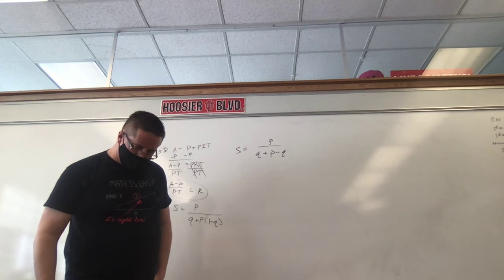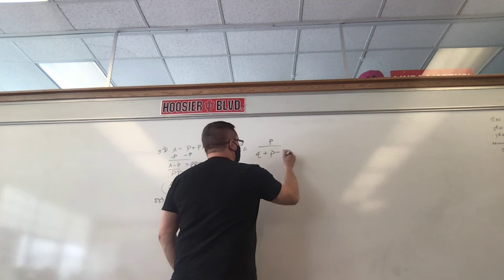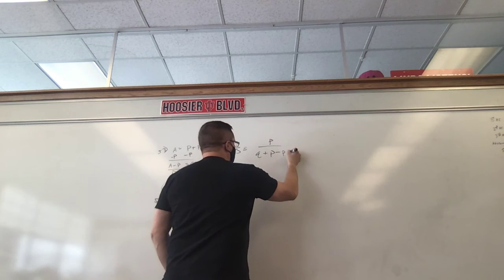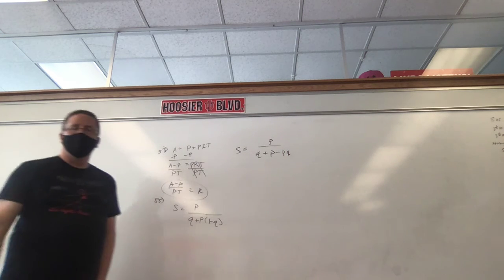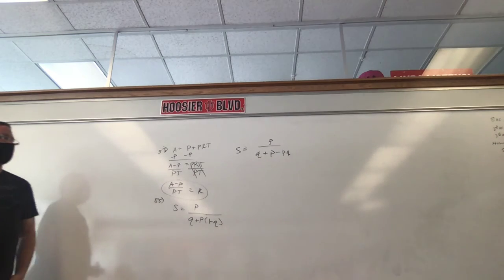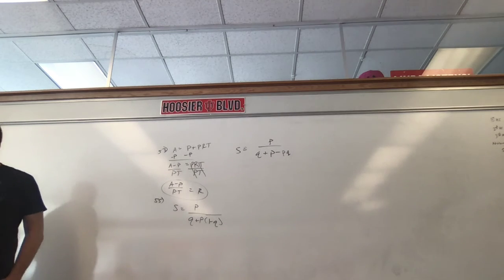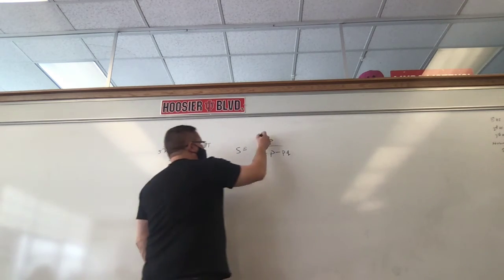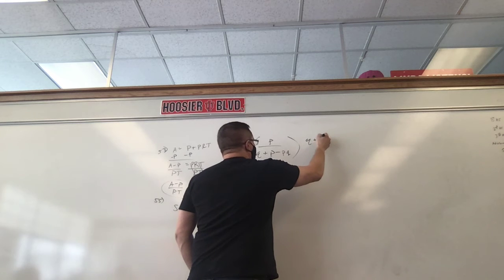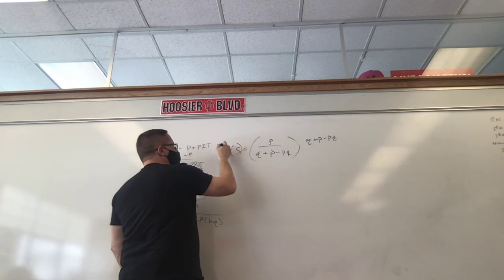So it's Q plus P minus PQ. Okay, so we're still gonna do what Luke said, but he said it wrong because I wrote it wrong. We're not gonna times by Q plus P minus Q, we're gonna times by Q plus P minus PQ. So let's multiply everything by Q plus P minus PQ.